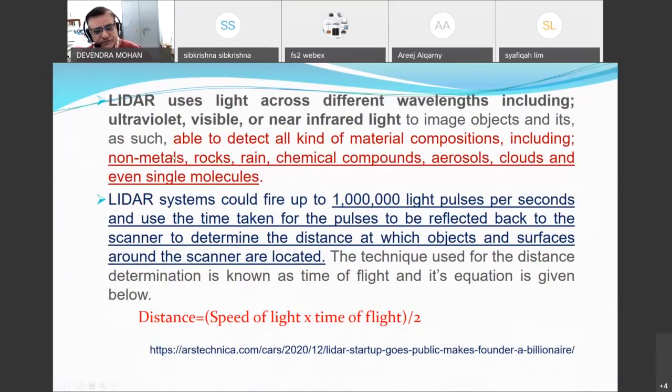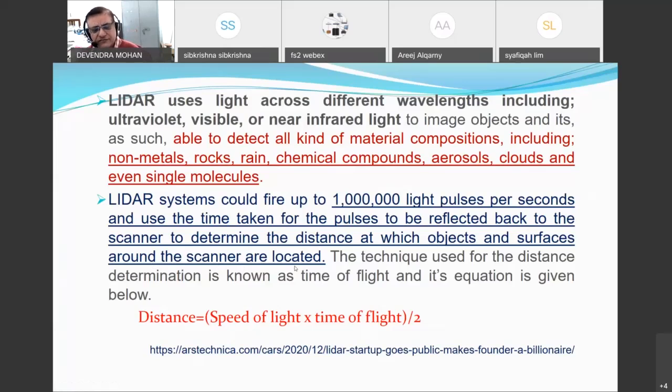Our purpose is served only when it can detect all types of materials, whether non-material, rocks, rain, chemical compounds, aerosols, clouds, and even single molecules. This system could fire up to 1 billion light pulses per second and use the time taken for the pulses to be reflected back to the scanner to determine the distance at which objects and surfaces around the scanner are located. So the technique used for the distance determination, we know.